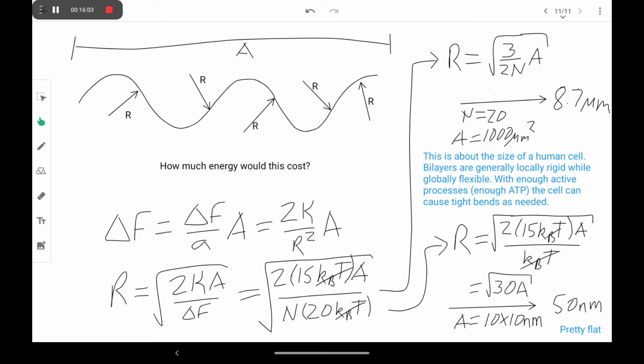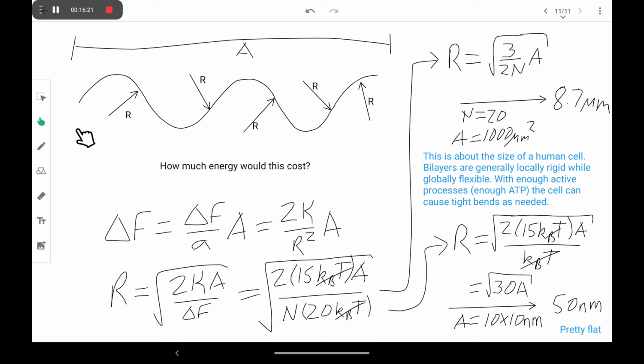Why are cells smooth, or do they have waves all throughout them? Are they bumpy, or is it a pretty smooth surface? We're going to find that they're pretty smooth. It takes a lot of energy, as we just saw, to make a small bump, or a lot of localized energy.